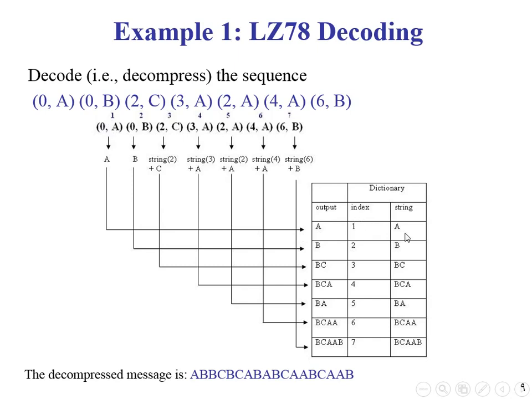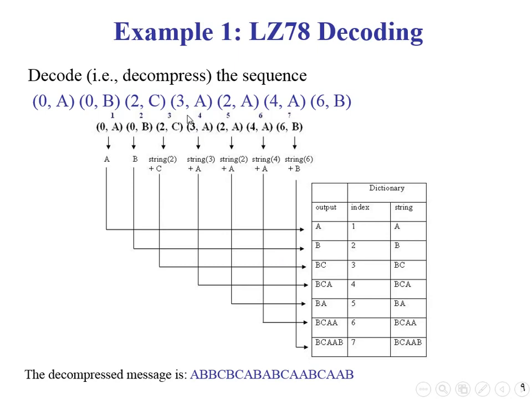This one represents the string A. 0B: there is no prefix and B, so it will be decoded as B. It gets the index 2 and its string is B. 2C: 2 is a prefix. 2 represents B, so we add B then C. So 2C will be decoded as BC and gets the index of 3.